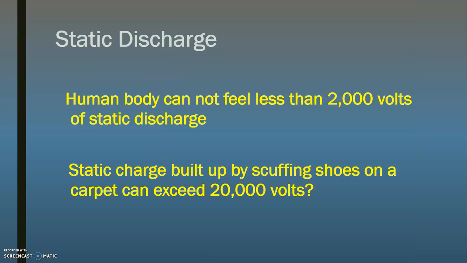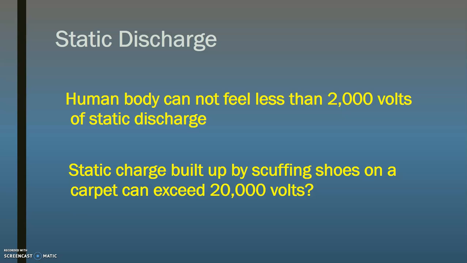Now, static electricity, on the other hand, is when your body builds up enough electrons that they finally discharge, they jump to the nearest place that can get rid of them. Usually the ground. The earth can absorb a lot of electrons or give up a lot of electrons very easily. Now, our body cannot feel more than 2,000 volts of electricity, but yet scuffing your shoes can exceed up to 20,000 volts.